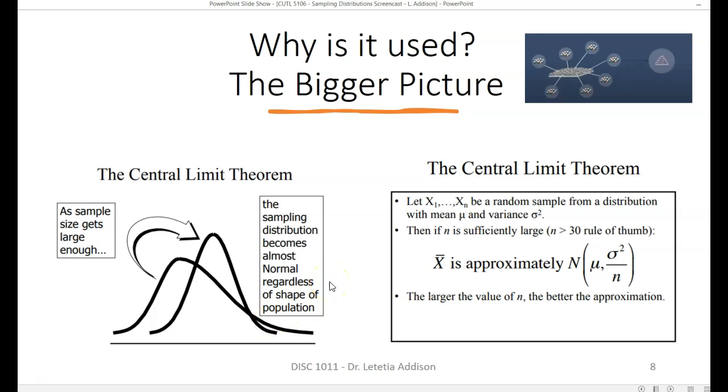We can derive the central limit theorem, which states that x1 to xn, which is a random sample from a distribution with mean mu and variance sigma squared, has a sample mean x bar, and this is approximately normally distributed with mean mu and variance sigma squared over n, once n is sufficiently large. In this case, the rule of thumb is n greater than 30. We must note that the larger the value of n, the better the approximation.